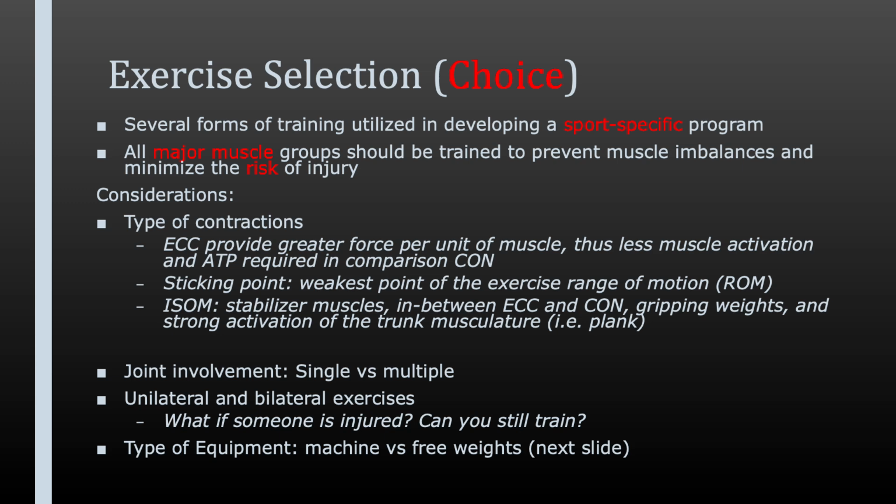And then lastly, the type of equipment, machines versus free weights. There's a big difference between the two, and the reason why you see a lot of weight rooms for professional sports, collegiate, as well as high school, don't have a lot of machines. There's an actual reason for that. So let's go to the next slide to discuss.